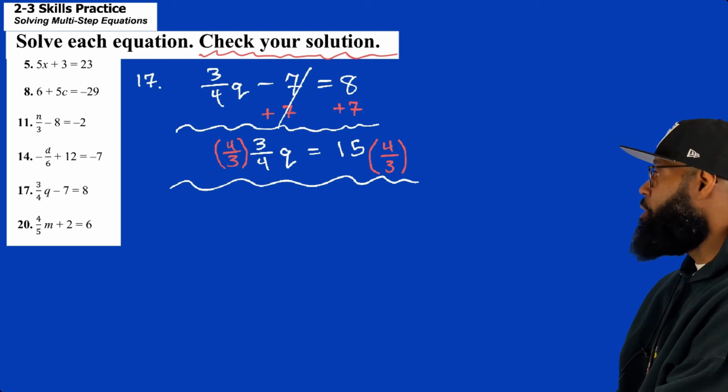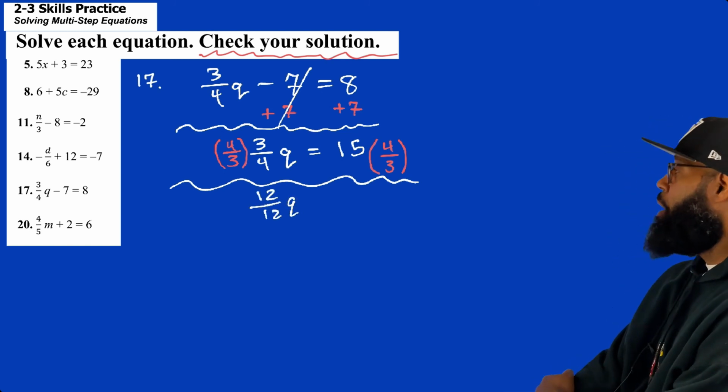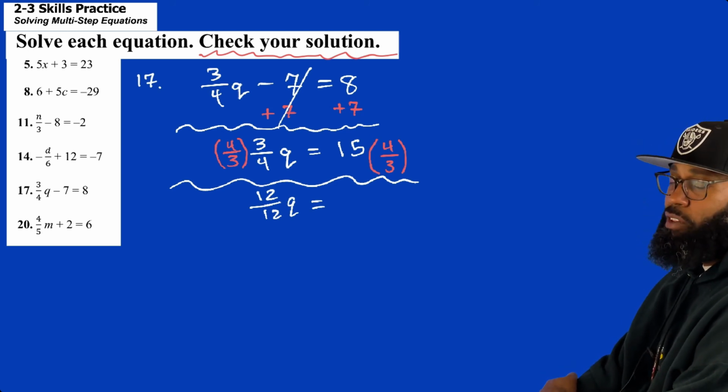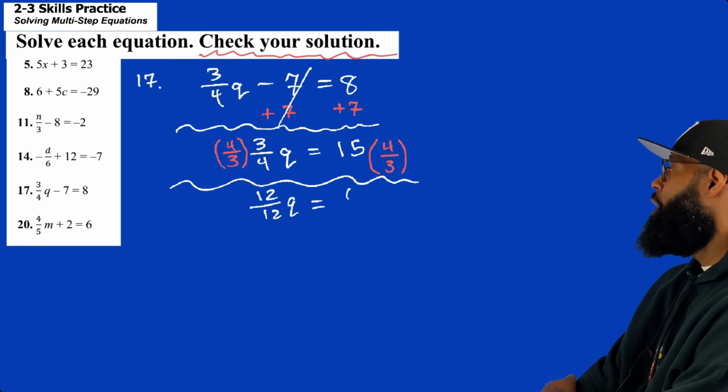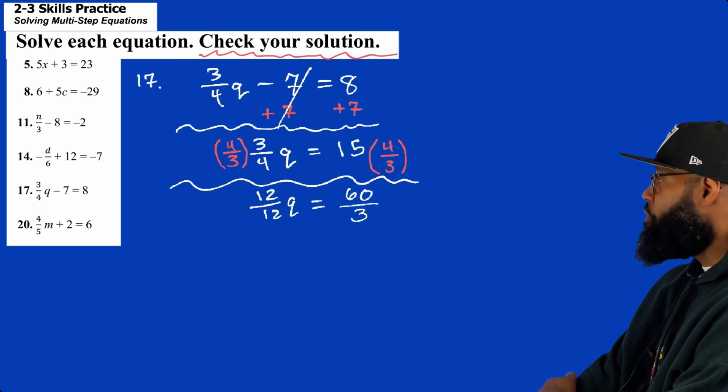The reason why we're using that reciprocal, guys, is watch what's going to happen. Top times top, 12. Bottom times bottom, 12. 4 times 3 is 12. 3 times 4 is 12. What's 12 divided by 12? Did I say that too fast? You see it, though. 4 times 3 in the numerator, 3 times 4 in the denominator. That's going to cancel out that fraction.